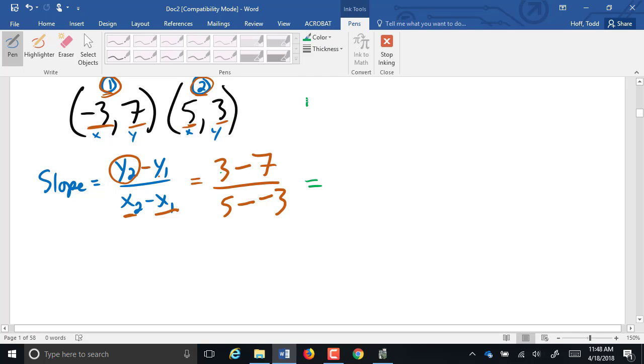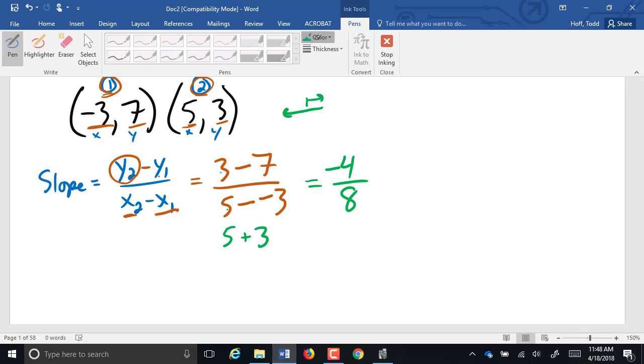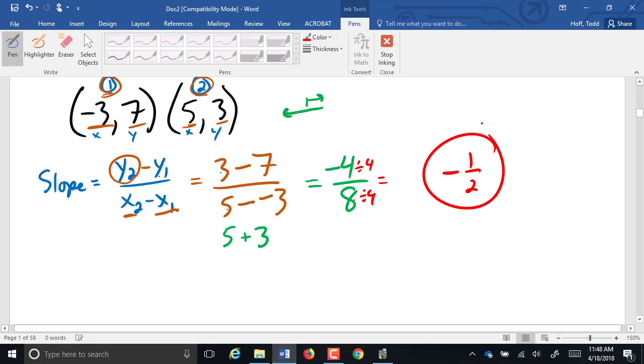3 minus 7, that's positive 3, negative 7 is going to end up at negative 4. 5 minus a negative 3 is the same as 5 plus a positive 3. You add the opposite. So 5 plus 3 is 8. So we've got negative 4 over 8. A negative divided by a positive is going to be a negative. And then the 4 and the 8 both can be divided by 4, giving us 1 over 2. So it is a negative 1/2 or negative 1 over 2 slope.